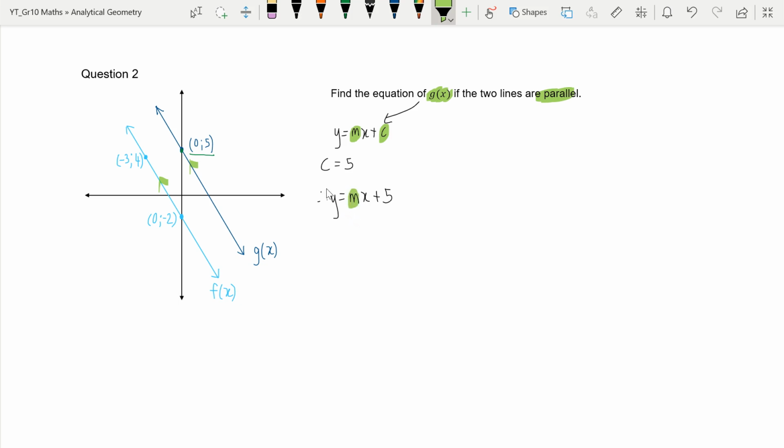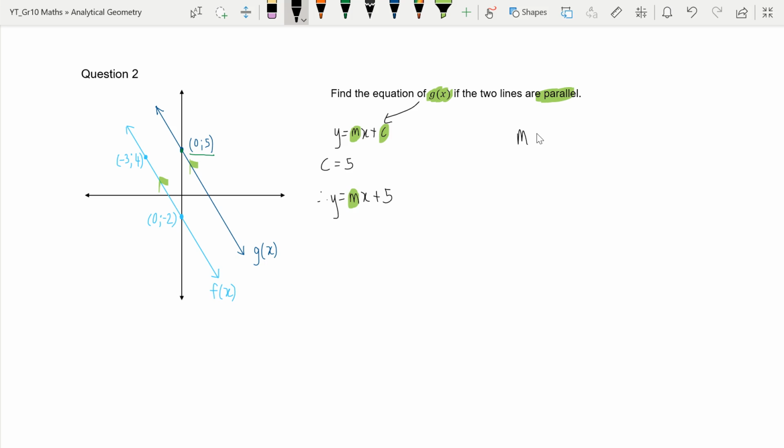We need to bring in the other line on this because they are parallel. If I can get the gradient of my light blue line, then I can use that for the gradient of my dark blue line because they are parallel. Well, we don't have the gradient of the light blue line yet, but we can go find it because we've got 2 points on that line. You need 2 points on a line to be able to calculate the gradient. How do we calculate the gradient?